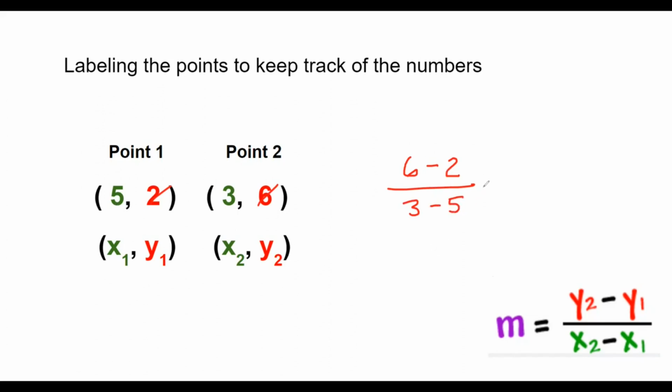We can finish this off. 6 minus 2 is 4, and 3 minus 5 is -2. 4 divided by -2 is -2. The slope of the line that goes through those 2 points is -2.